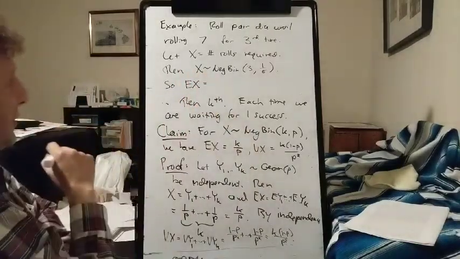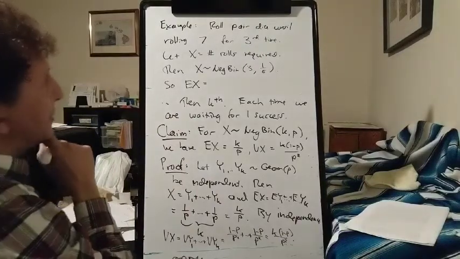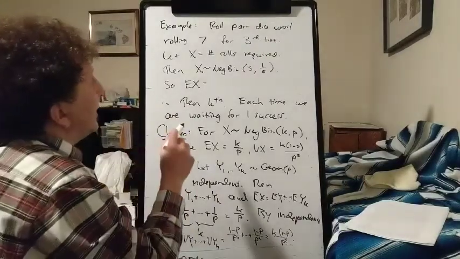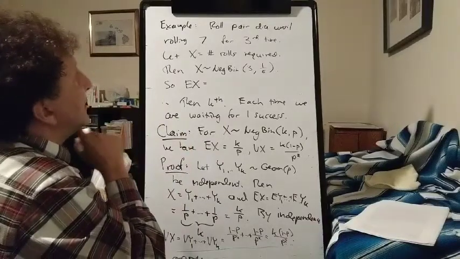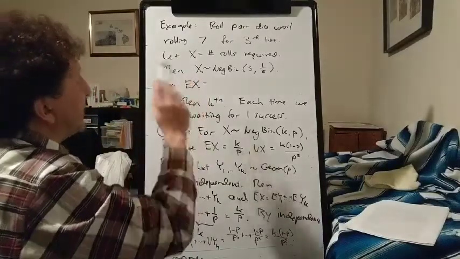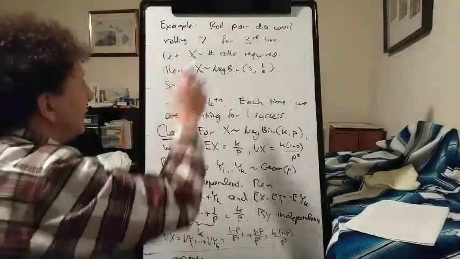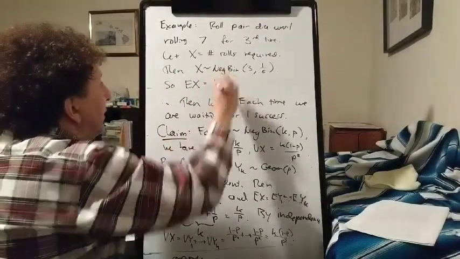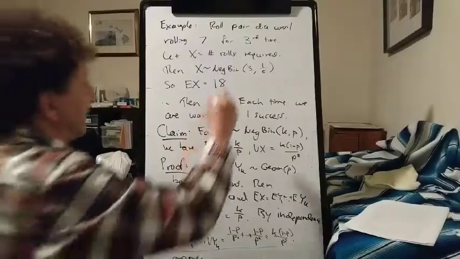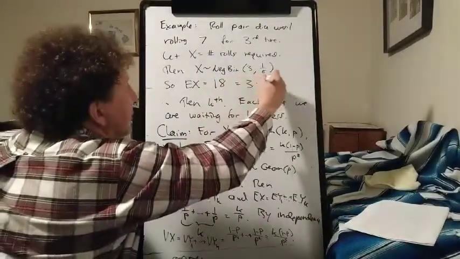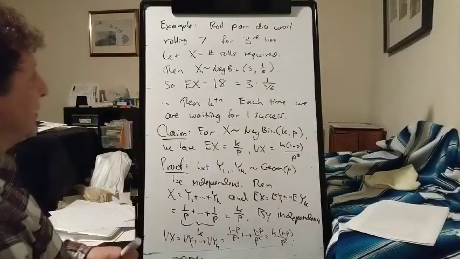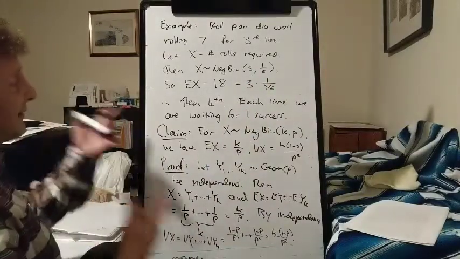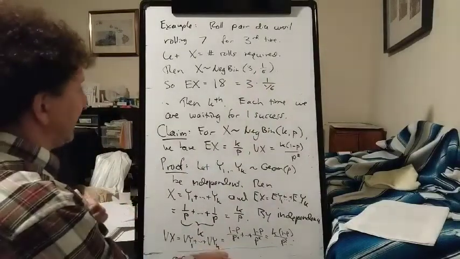So how many rolls would we expect? Well, we said with the geometric random variable that we expect 6 rolls to get our first 7. So if we're going to do that 3 times, I guess we expect 18. So 3 times 1 over 1/6. 3 times 6 is 18. So let's look at the probability that it takes exactly 18 rolls to get those 3 7s.